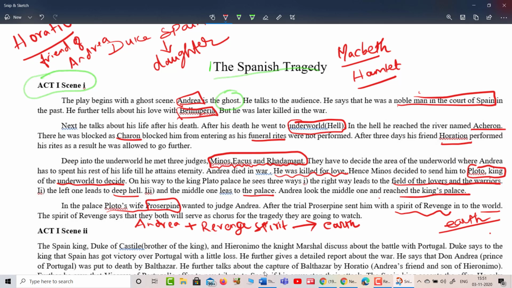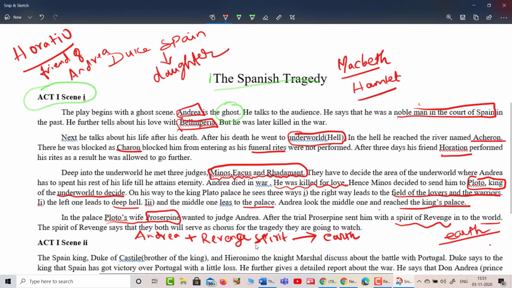So in the opening scene, something simple happens. Andrea is murdered in the war, and when the spirit of Andrea goes to the underworld, he is blocked by Charon from taking a bath in the river Acheron to attain eternity. He was blocked because he was not given funeral rites. As a result, what happens after 3 days? His friend Horatio gives him proper funeral rites. As a result, he is allowed to take a bath.